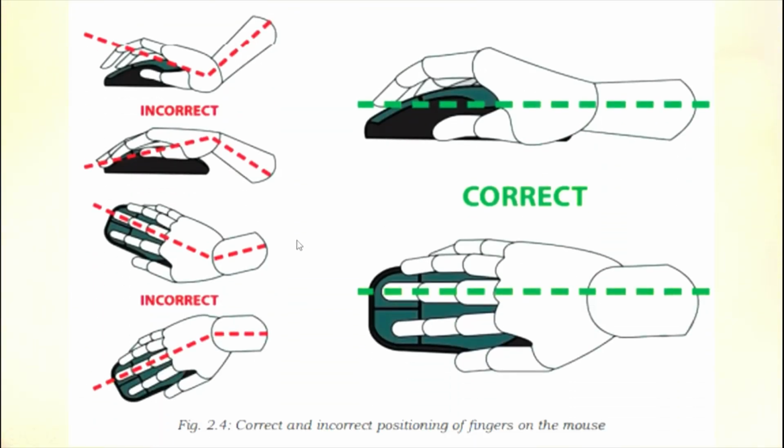Now this is the image which is demonstrating the correct and incorrect positioning of the finger on the mouse. These images are incorrect positions, while this image or these images are demonstrating the correct position of the mouse between the hand.